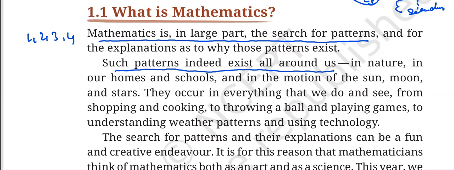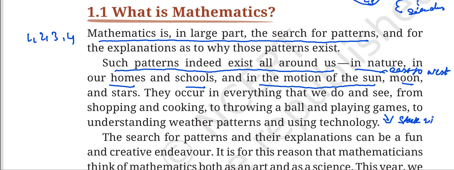All these patterns exist all around us in nature, in our homes, schools, and in the motion of the sun. In which direction does the sun move? Yes, the sun moves from east to west. The moon and stars too. They occur in everything that we do and see, from shopping and cooking to throwing a ball and playing games, like stacking rings, to understanding weather patterns and using technologies.